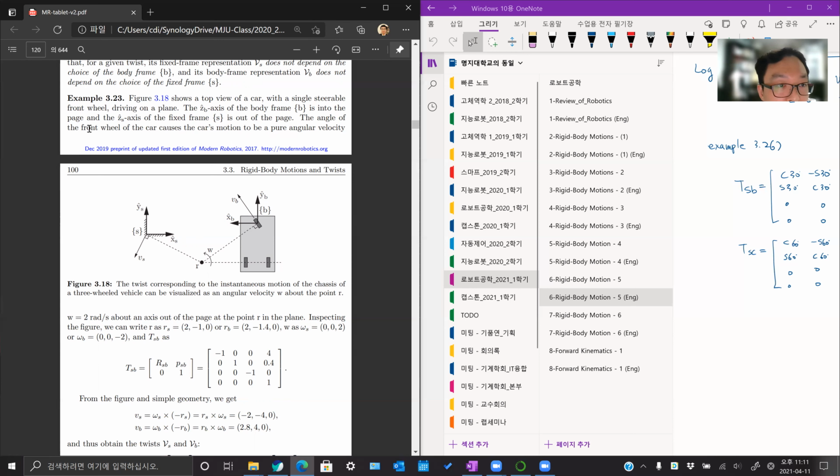The angle of the front wheel of the car causes the car's motion to pure angular velocity. Yeah, this one is front angle, and by making the line perpendicular to the wheel, it goes here, and the rear wheel goes here, and it meet on this point.